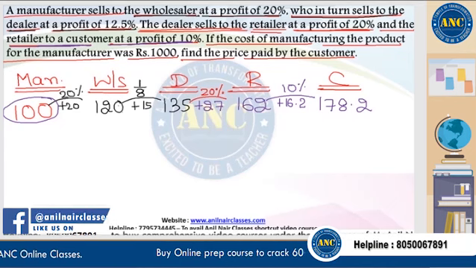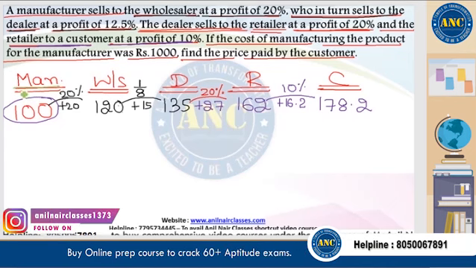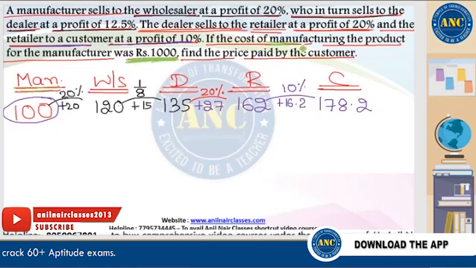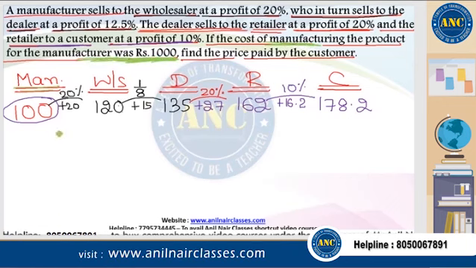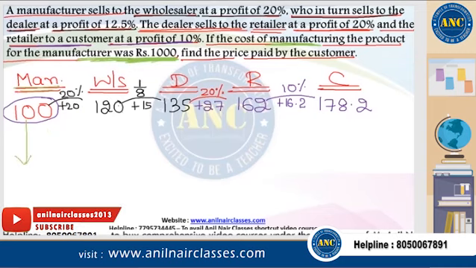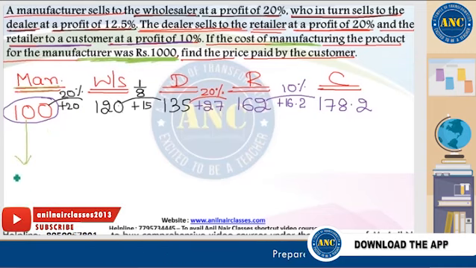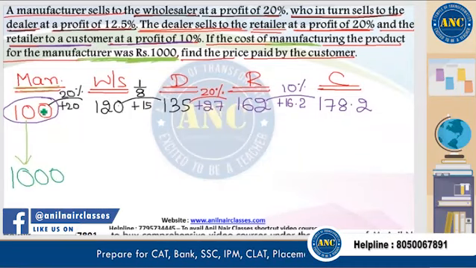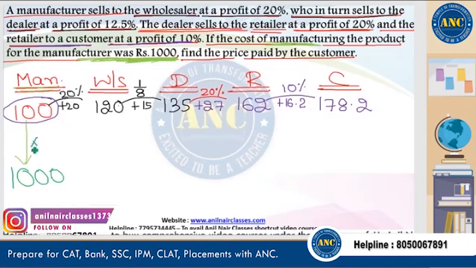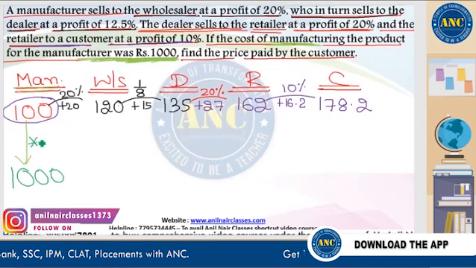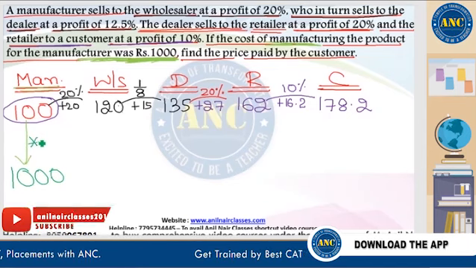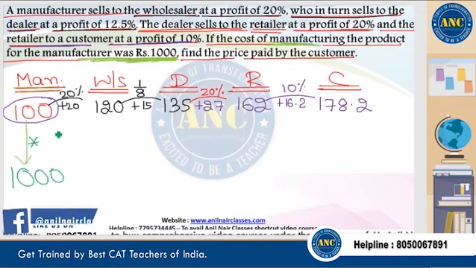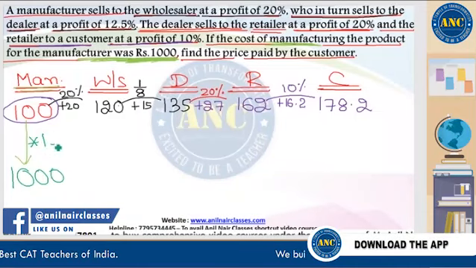According to my assumption, manufacturing cost is 100 rupees. But the question says the cost of manufacturing the product for the manufacturer was 1000 rupees. According to my assumption it is 100, but according to the question it is 1000. Please listen carefully, Jagdish. 100 should become 1000. 100 into which number is 1000? 100 into 10 is 1000, right? That is the reason in my previous question I multiplied by 20. Simple.